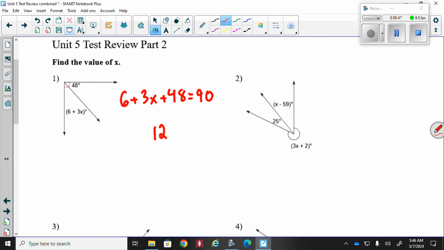All right, question number 2. The dead giveaway is this little semicircle right here. Because there's a little semicircle, you set everything equal to 360. So 3x plus 2 plus 25 plus x minus 59 is equal to 360. After combining like terms and solving, x is equal to 98.